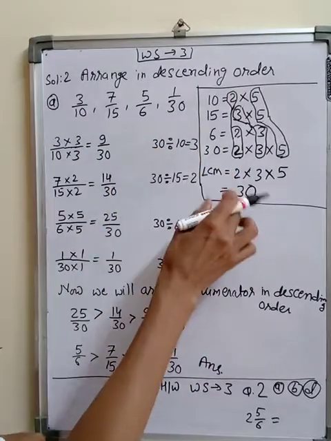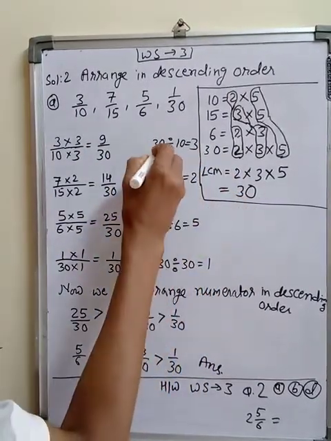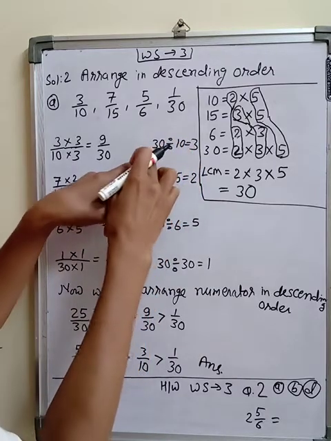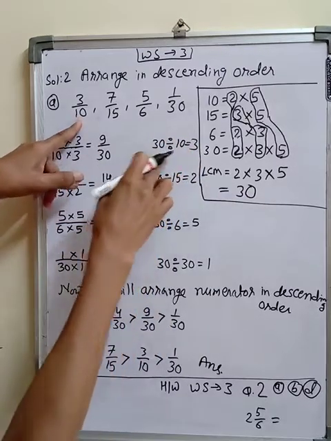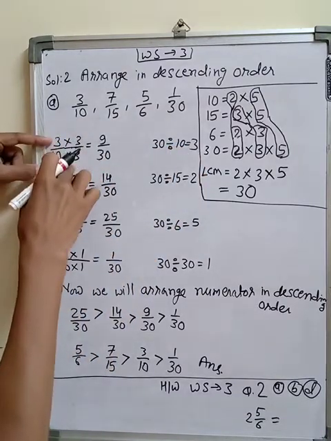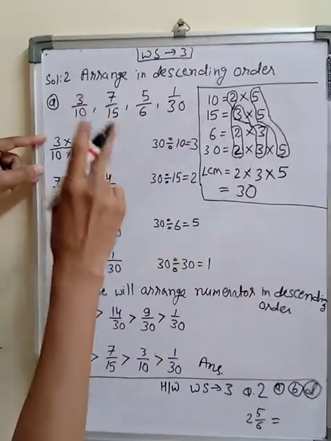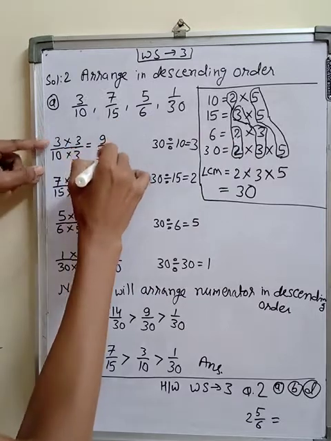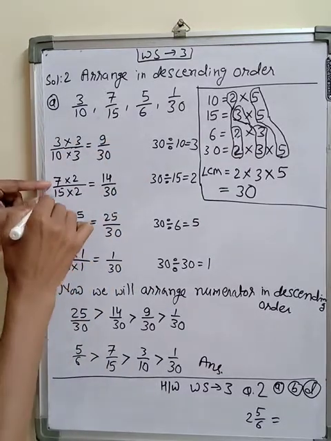So now what is the step? LCM will be divided by the denominator. So 30 is divided by this denominator, the answer is 3. Then we will multiply this fraction by 3 over 3. The same procedure we did in ascending order also. So 9 upon 30. This is 3 upon 10.